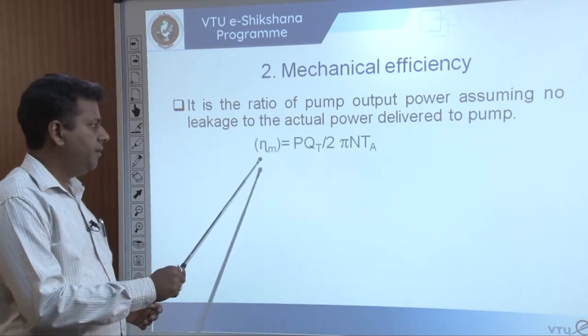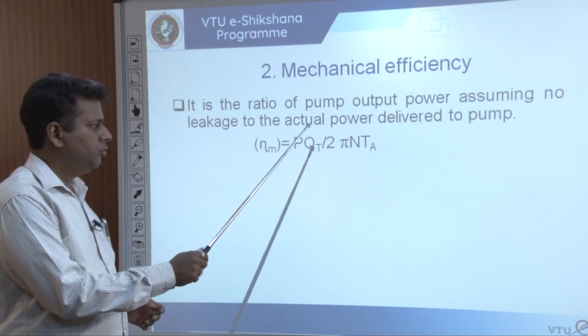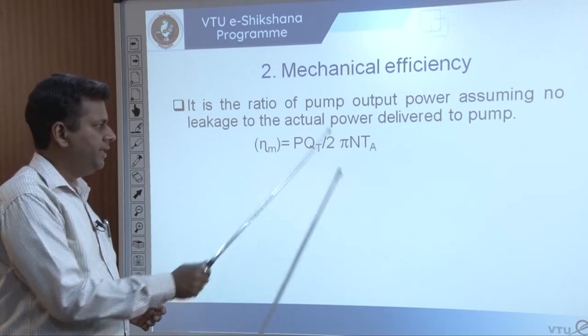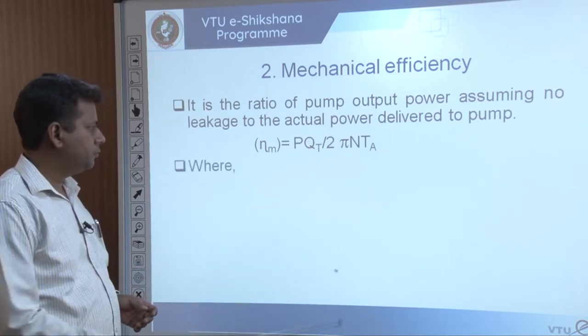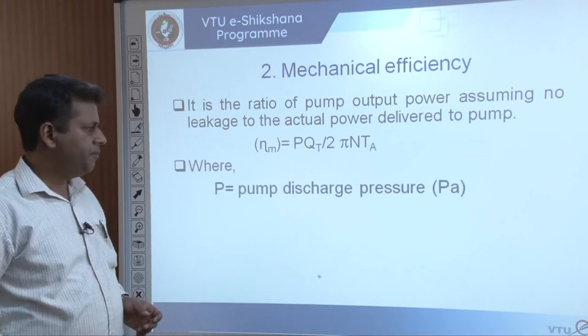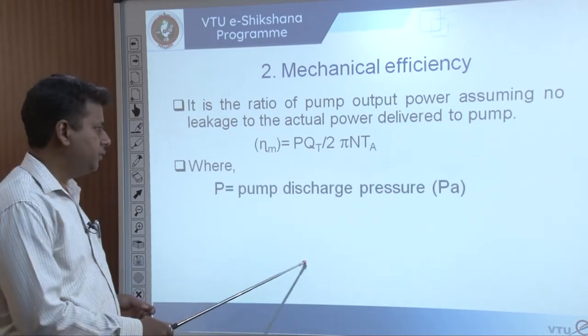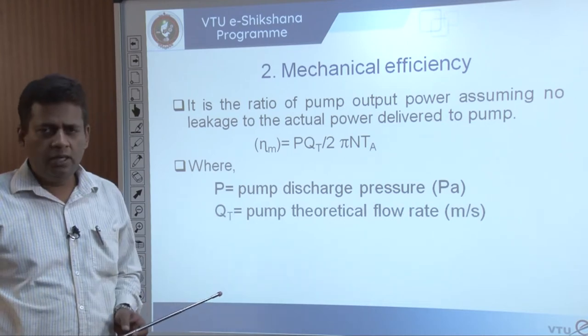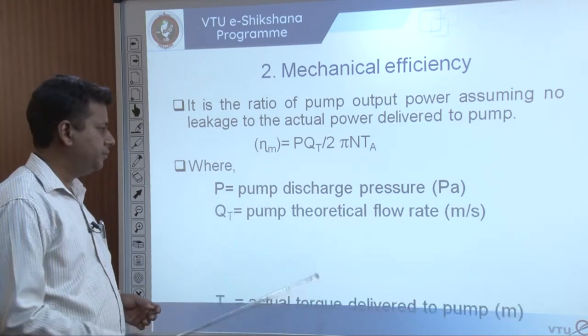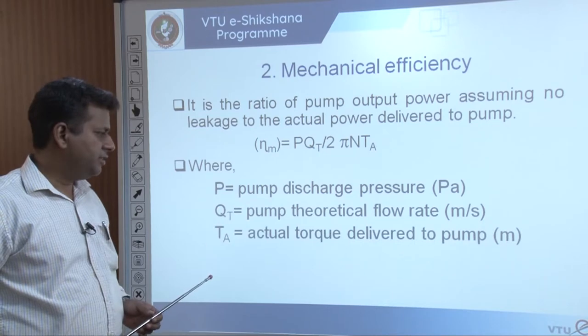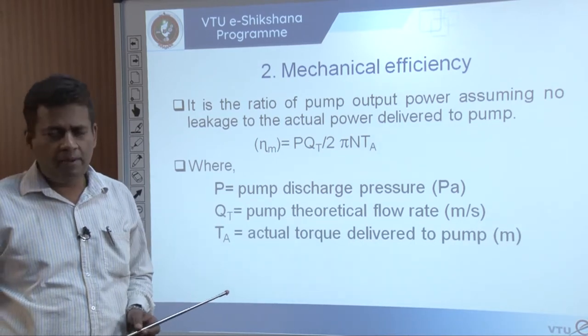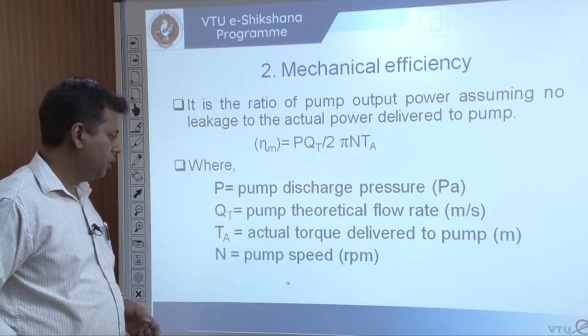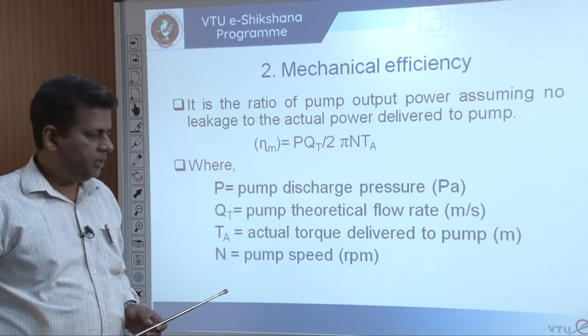So it is given by P Q divided by 2 pi N T_A, where P is the pump discharge pressure in Pascals, Q is the pump theoretical flow rate in meter cube per second, T suffix A is the actual torque delivered by the pump, N is the pump speed in RPM.